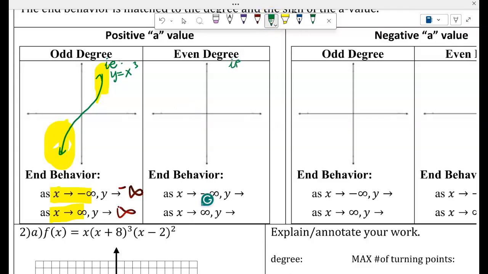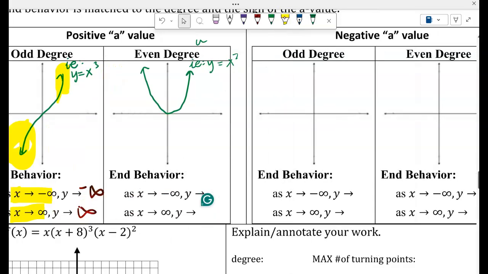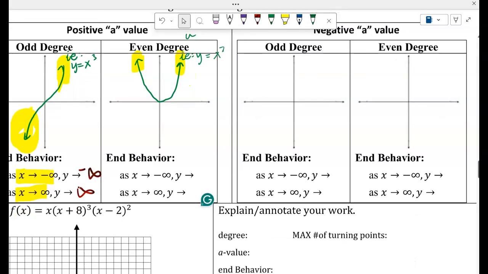Now what happens when we have an even degree? For example, y equals x squared. We just got done graphing this, so I'm just going to sketch it out really fast. Okay, so when x is approaching negative infinity, meaning that when x is on the left side, what's going on with the y value? When x is on the left side, y is going up. When x is on the right side, y is also going up. So for an even function, guys, they're both going up for the end behavior.